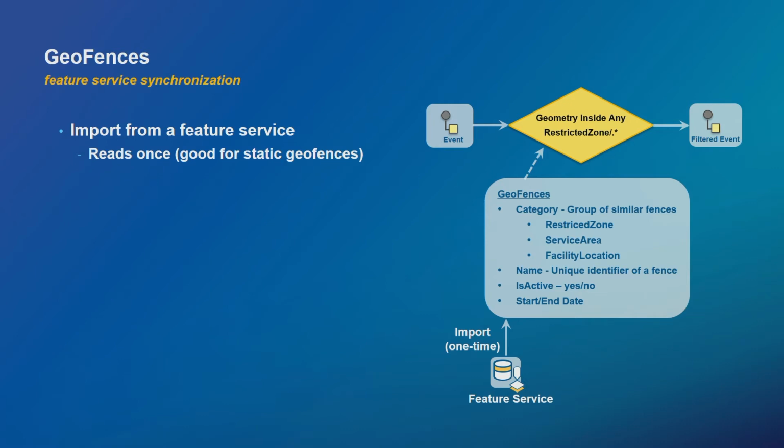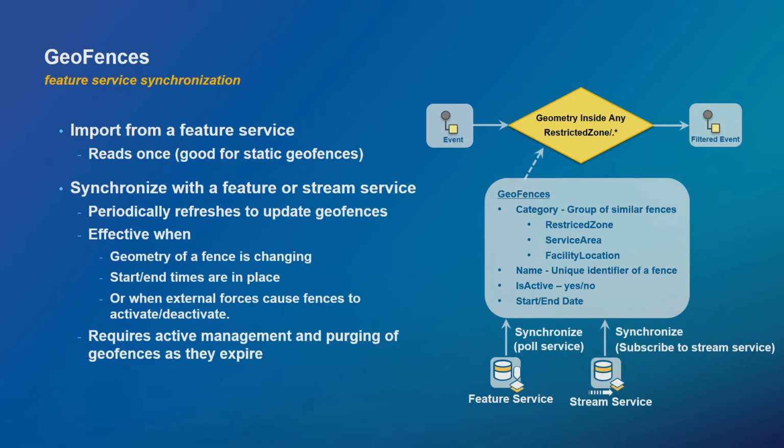The other option would be to use a synchronization rule. Synchronization will periodically go and refresh the geofences. If you consider geofences that are moving, like boundaries around assets that are moving, or maybe your property boundaries or your plant boundaries change quite frequently, then you can read those in on a frequent basis. You can read these in from one of two sources, either a feature service or a stream service.